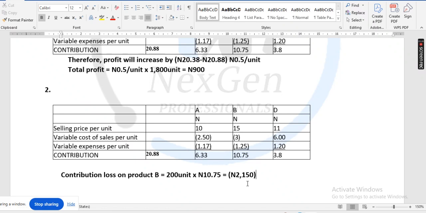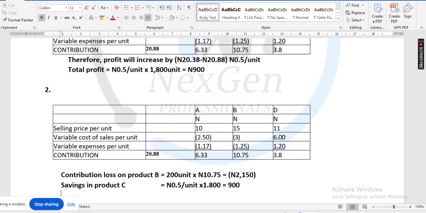Interesting. Now, when you discontinue product C, you have savings of 0.5 per unit times the 1,800 units, right? So what is the savings? This is 900.